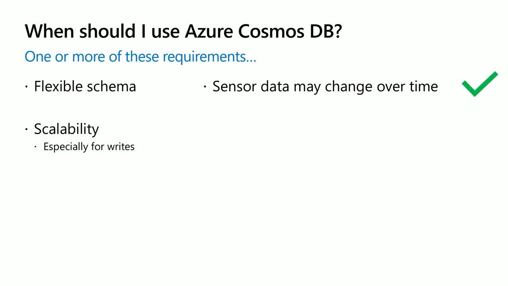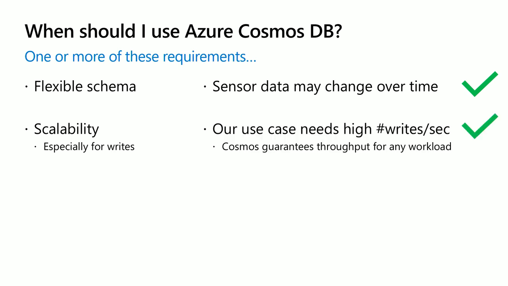Okay. Next thing to ask is, do you need scalability? And in particular, Cosmos DB is really great for write scalability. In our case, we know we're going to need a high number of writes per second because we have thousands of vehicles on the road, and every second they're pushing at least one piece of telemetry to the database. And the good news for us is that Cosmos DB can actually guarantee the throughput for any workload, provided that you configure it correctly. So throughput is number of operations per second.